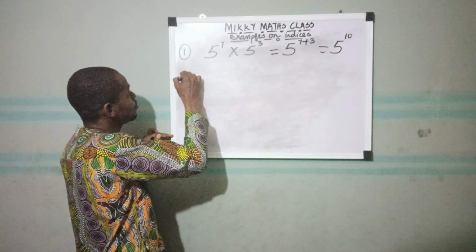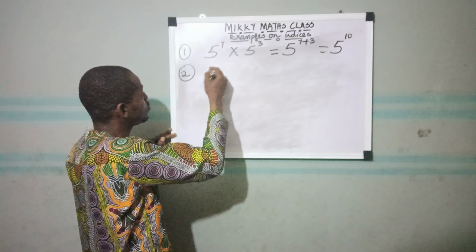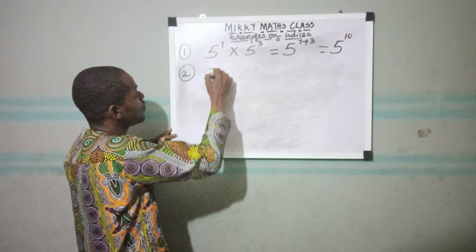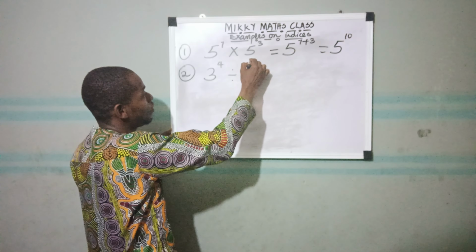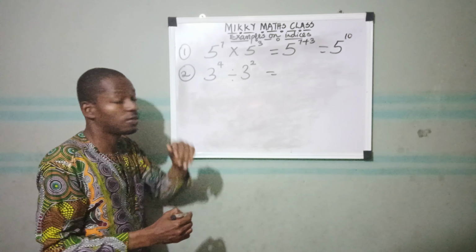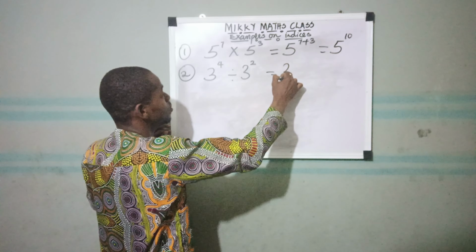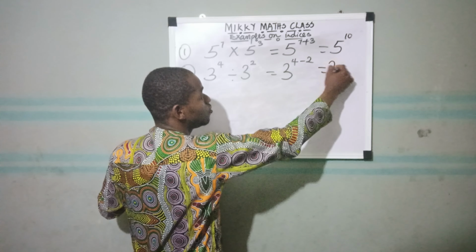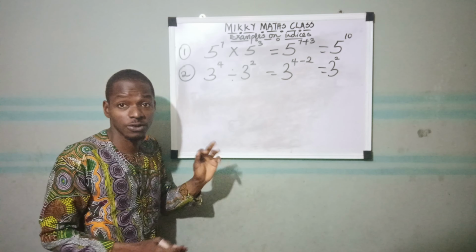We take another example. The second example is on the division law. Let's say 3 raised to the power of 4 divided by 3 raised to the power of 2. It's the same thing as subtracting the powers. So this is 3 raised to the power of 4 minus 2. And 4 minus 2 is 2. So 3 raised to the power 2, you can further simplify it down, is 9.